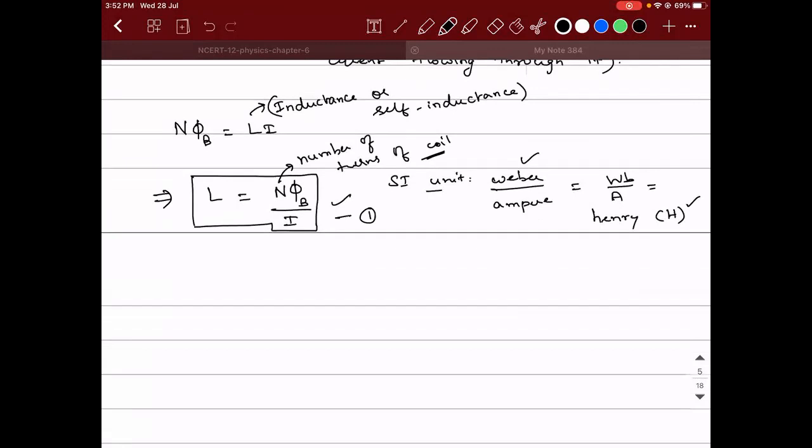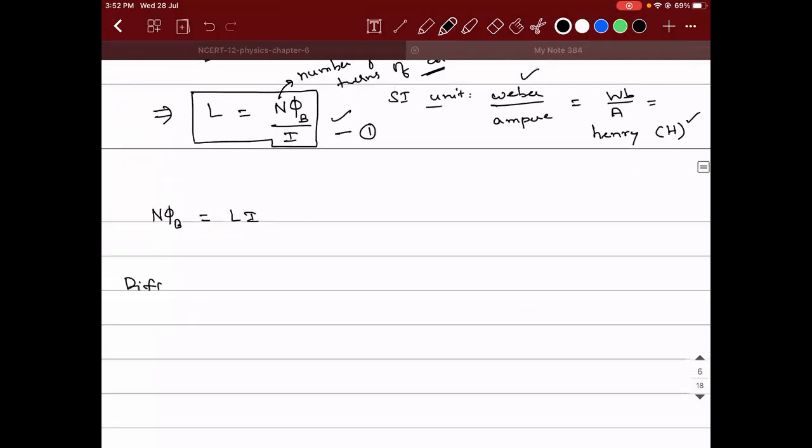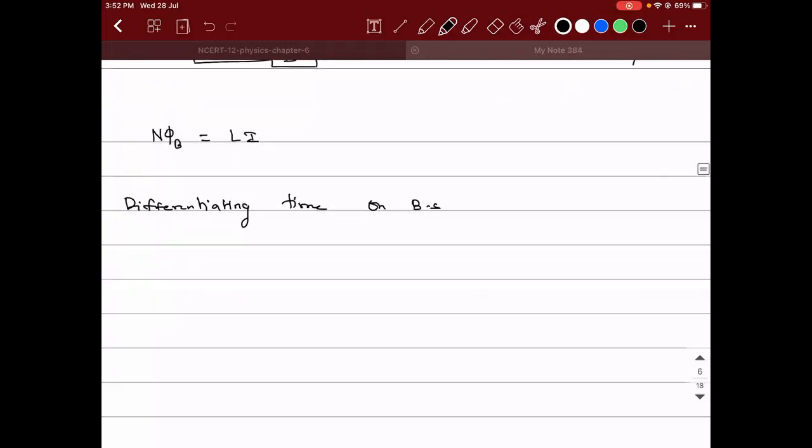Now see, N phi B is equal to L into I is there, right? So differentiating with time on both sides, what do you get? d by dt of N into phi B will be equal to L into di divided by dt.